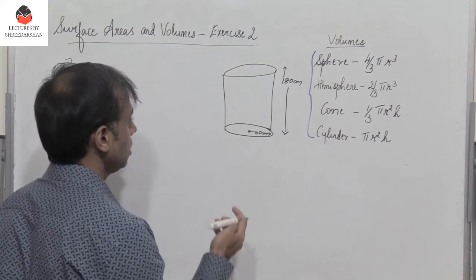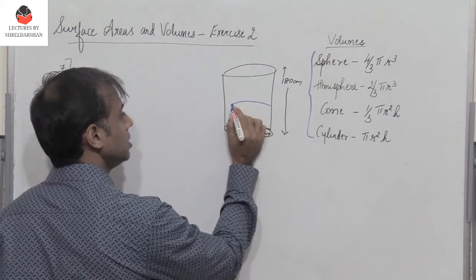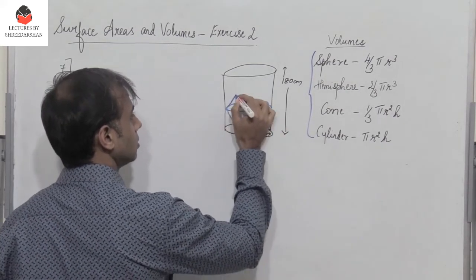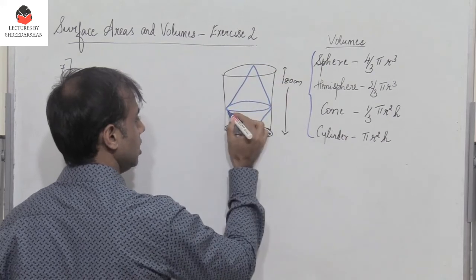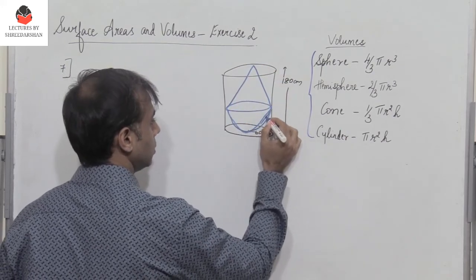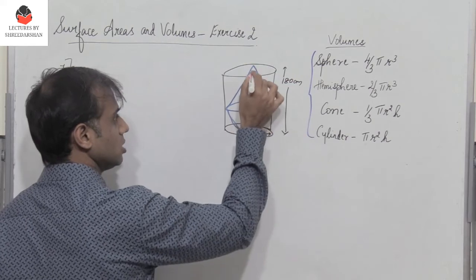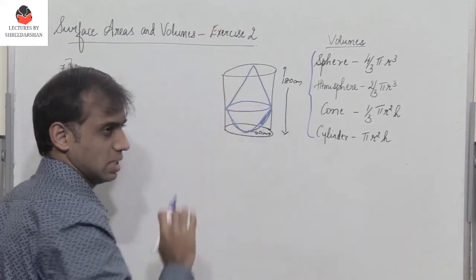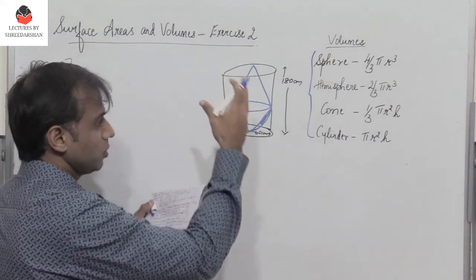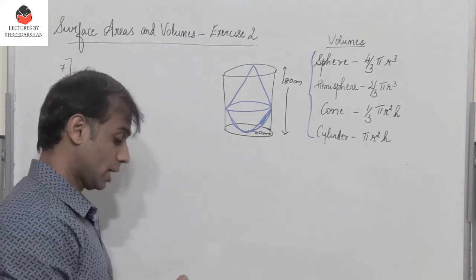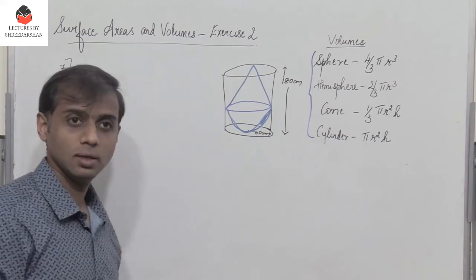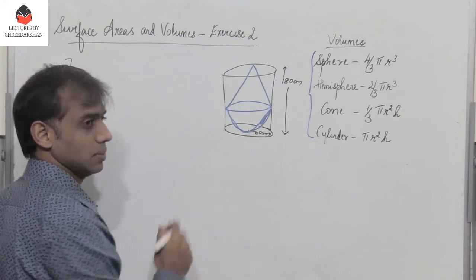This solid is nothing but a hemisphere, and then on top of this is a cone. So this is a hemisphere, right? On top of this is a cone. So this is a solid which is placed inside. So some of the water flows out. So now we would like to know the amount of water which still is present in this cylinder.